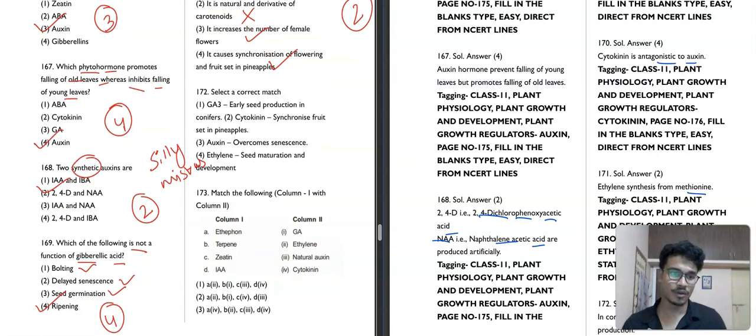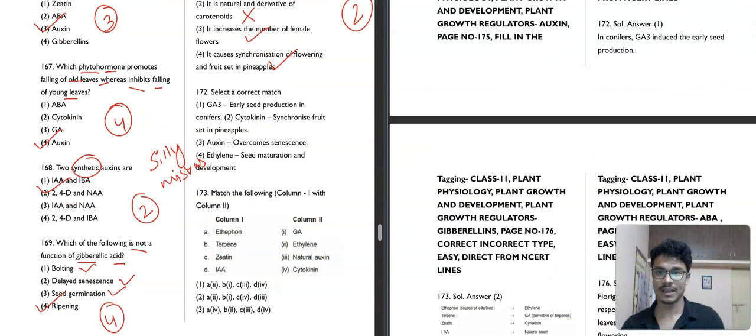Then question number 172. It is saying early seed production in conifers, cytokinin, correct match? Gibberellic acid is used for early seed production in conifers, which is correct. Cytokinin synchronizes fruit set in pineapples, no, it is for ethylene. Auxin overcomes senescence, no, cytokinin overcomes senescence. Or you can also say that gibberellic acid delays senescence. Ethylene seed maturation and development, no, it is for abscisic acid. So the correct match is the first one.